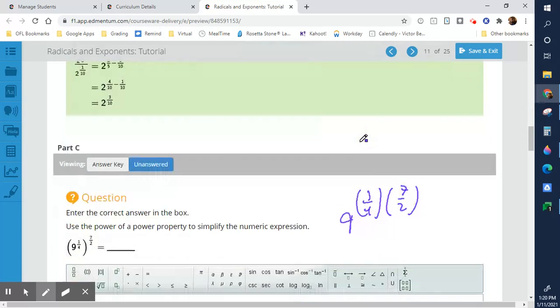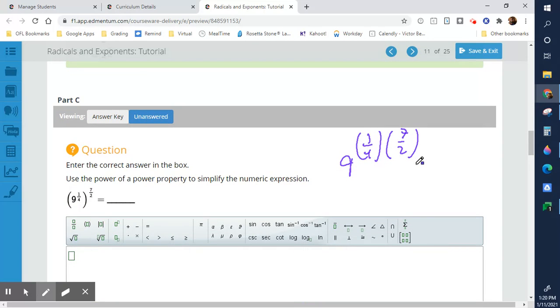So 1 times 7 is 7. 4 times 2 is 8. So I get 9 to the 7/8. 9 to the 7/8. Perfect. Now let's go to the next one.